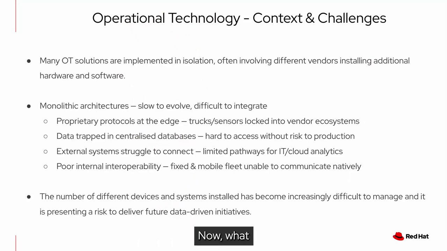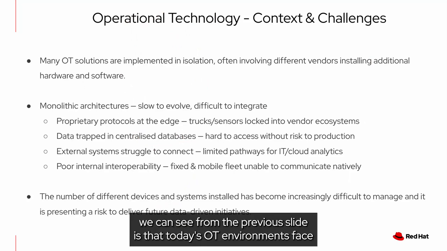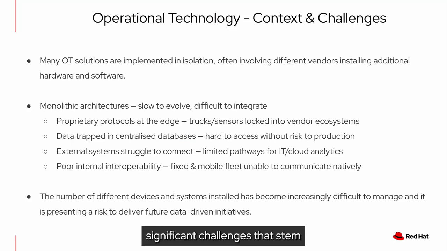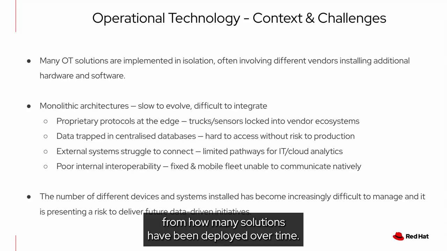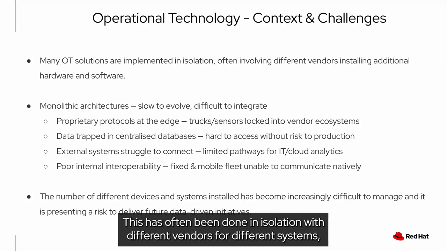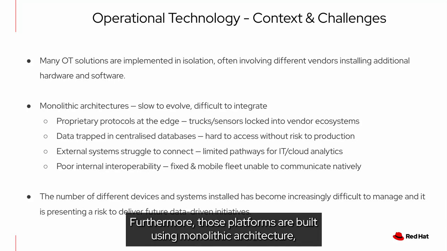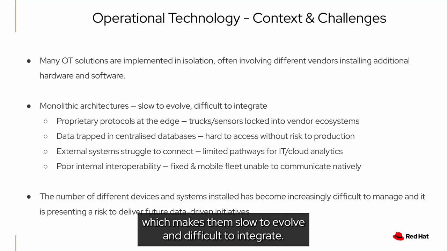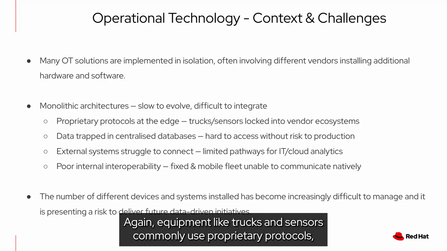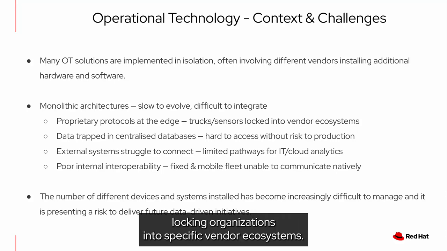Now, what we can see from the previous slide is that today's OT environments face significant challenges that stem from how many solutions have been deployed over time. This has often been done in isolation with different vendors for different systems, and each of them deploying additional proprietary hardware or software. Furthermore, those platforms are built using monolithic architecture, which makes them slow to evolve and difficult to integrate. Again, equipment like trucks and sensors commonly use proprietary protocols, locking organizations into specific vendor ecosystems.